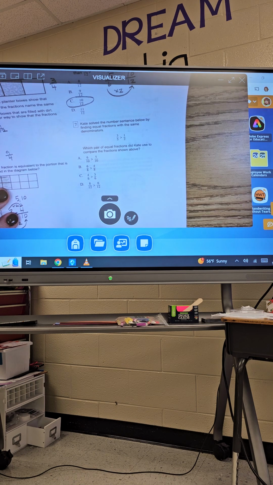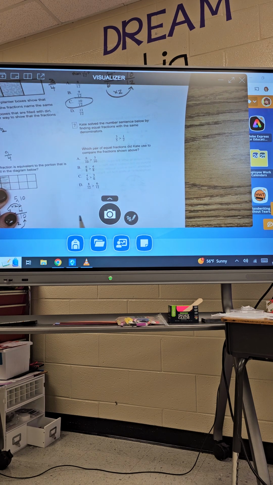Number 7. Kate solved the number sentence below by finding equal fractions with the same denominators. I do not have the same denominators here. 5 and 2 cannot compare, so I need to find something that is the same. I look down here at my answers. I'm going to already eliminate some. 8 is not a multiple of 5. 6 is not a multiple of 5. 10 is a multiple of 5, but 12 is not a multiple of 5.